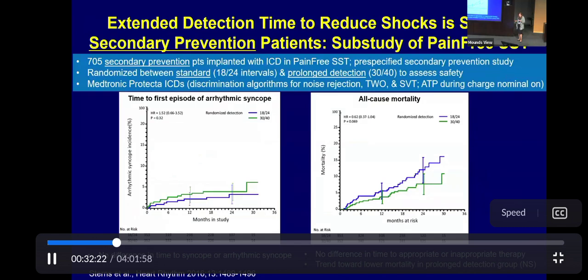And in that particular study, you say, well, maybe everyone's passing out now because I'm waiting too long. And the answer is no, they're not. The arrhythmic syncope is no different during follow-up, and there's no increase in mortality either. So we're not doing anything bad.